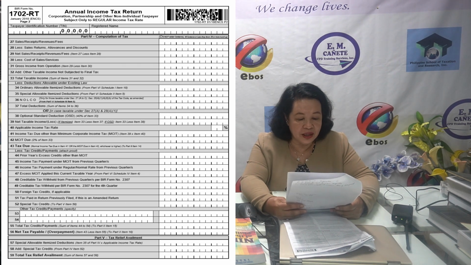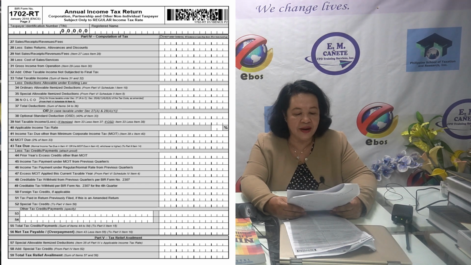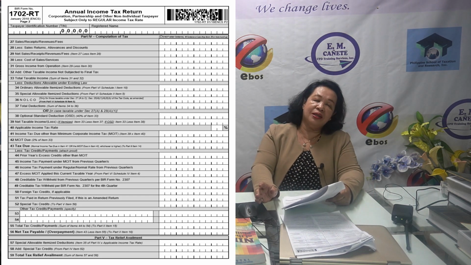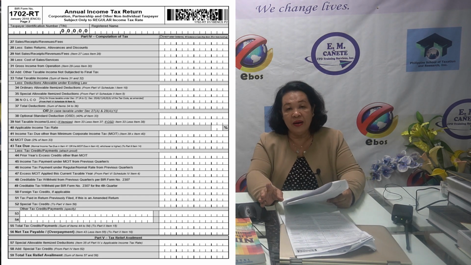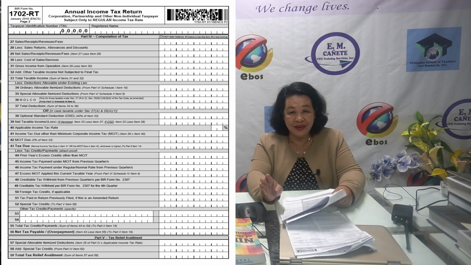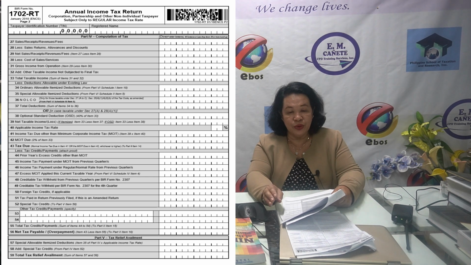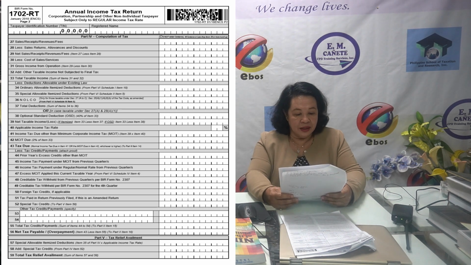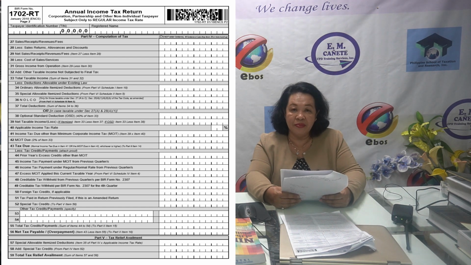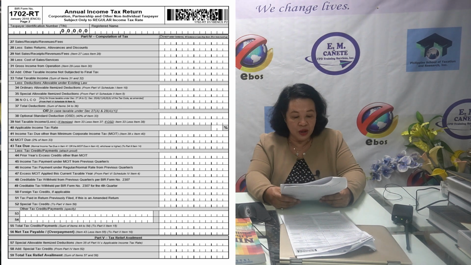So line number 43, tax due is the normal income tax due or the MCIT due, whichever is higher. Okay. So this is unique in corporations. Why? Because you have to compute the two rates of income tax, and then whichever is higher, the corporation should pay. Okay, so tax due, whichever is higher between the normal income tax due and the minimum corporate income tax due of 2% of gross income.